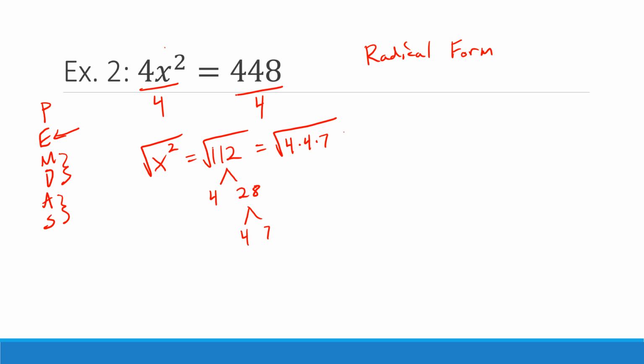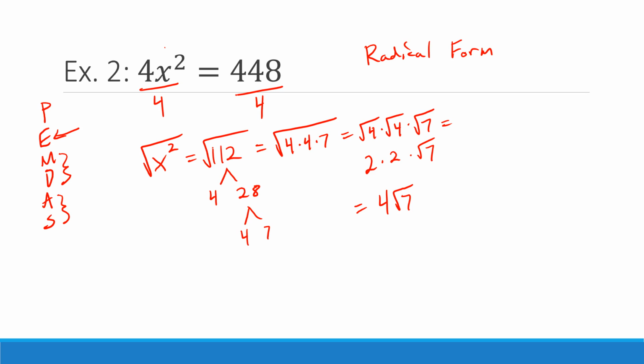So when I take the square root of 112, really I have the square root of 4 times 4 times 7, and I can write that as the square root of 4 times the square root of 4 times the square root of 7, which I know is going to be, hey, square root of 4 is 2, square root of 4 is 2, square root of 7, I don't know. In other words, my final answer is 4 root 7. That's how you read that, 4 root 7.